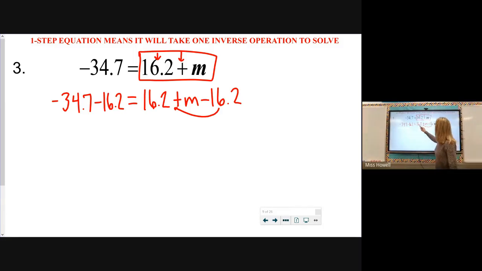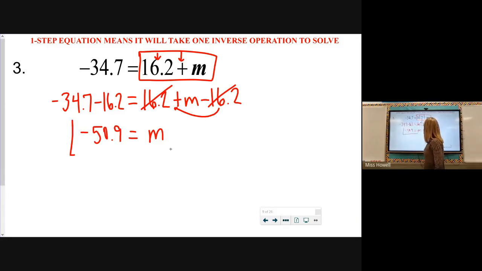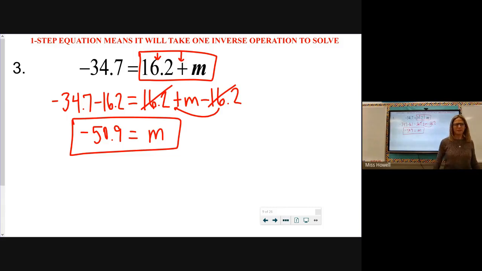All right, over here, 16 minus 16. Those will eliminate, cancel, whatever you want to call it, leaving us with just our variable m, which was the goal. Get the letter m by itself on one side so we know what it equals. On the other side, we would do our math, negative 34.7 minus 16.2, which would give us a negative 50.9. All right, good. Final value here for m is negative 50.9.